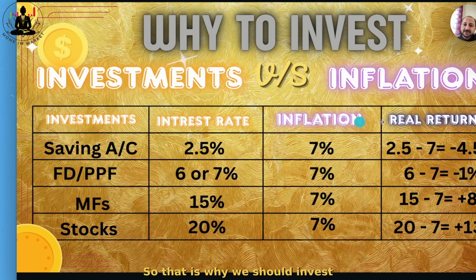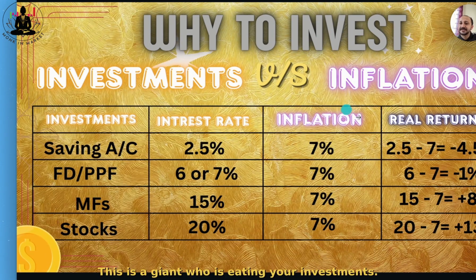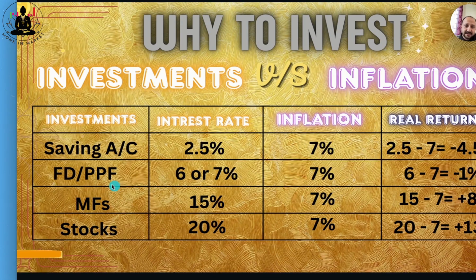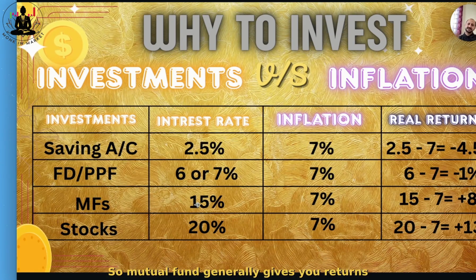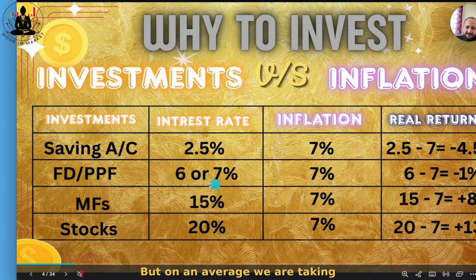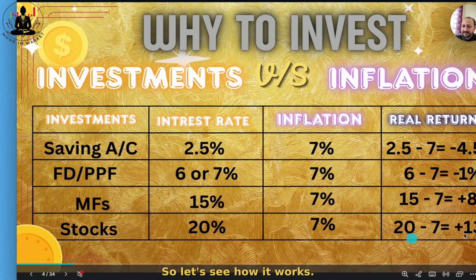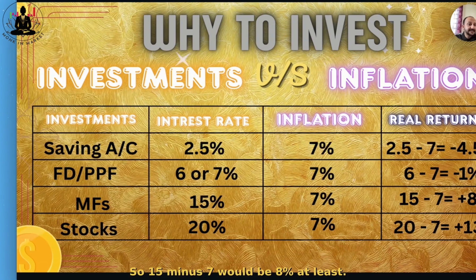So that is why we should invest to beat inflation. We are competing with this. This is a giant which is eating your investments. So that is why, guys, if we invest in mutual funds, a mutual fund generally gives you returns starting from 6% up to 15, sometimes 18, 20, 25% as well. But on an average, we are taking 15% return. So let's see how it works. 15 minus 7 would be 8%. At least your money is growing at the rate of 8%. It's a good thing, right?